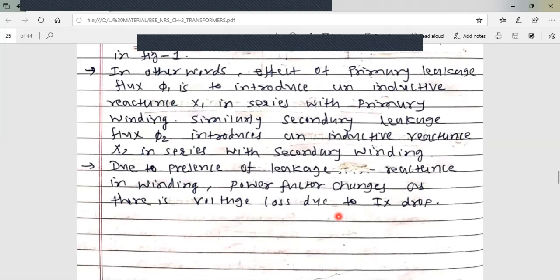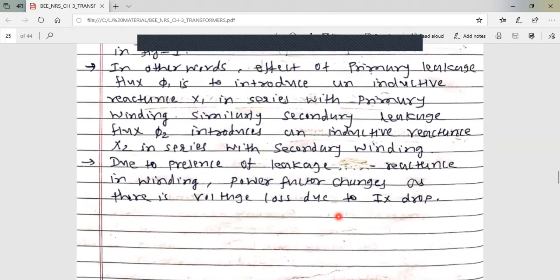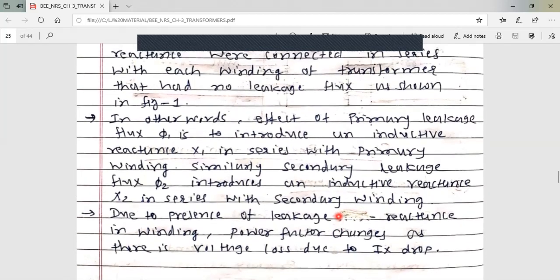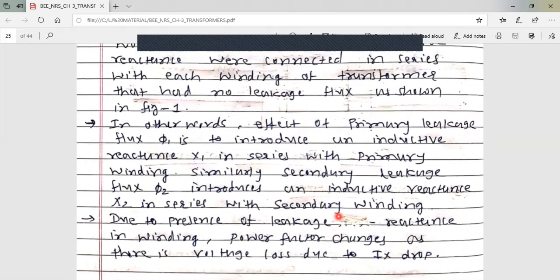Again, I revise some important aspects regarding this lecture. First of all, there are basically two types of losses. First is core loss or iron loss, and second is copper loss. In a practical transformer, there are three main aspects which we have to remember: winding resistance, second is leakage flux or leakage reactance, and losses.